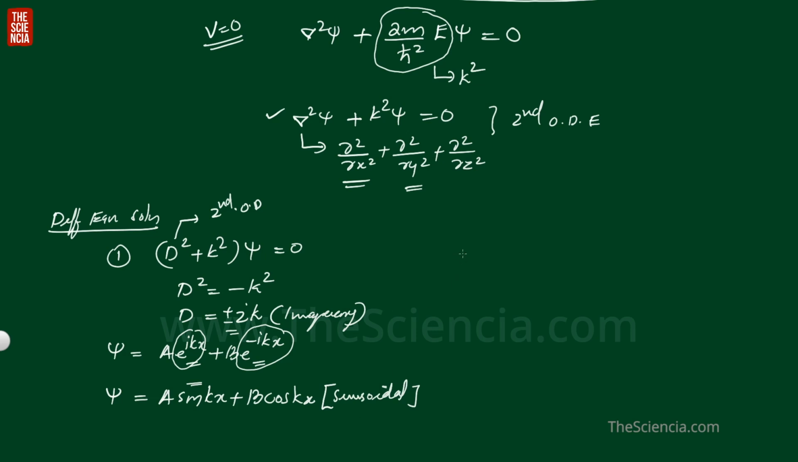Okay. And another kind of equation is (D square minus k square) into psi equal to 0. That is, D square minus k square equal to 0.